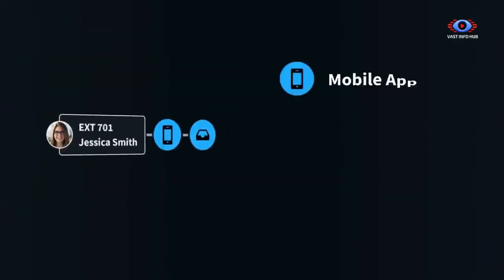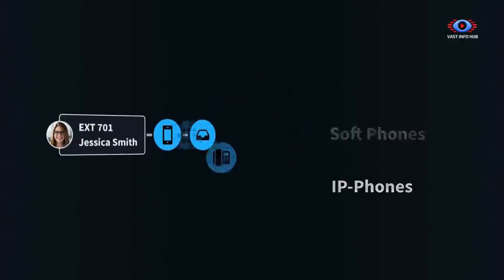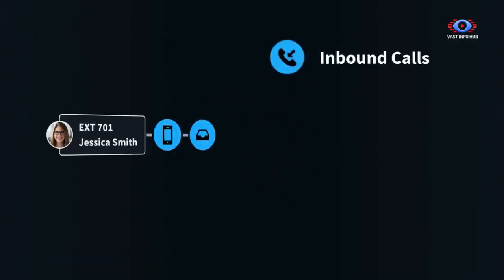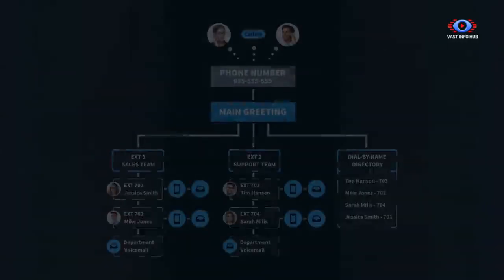Employee extensions can be synced to the UniTel Voice mobile app and other VOIP devices such as soft phones or IP phones. Once you sync your employee extension with the device, you can receive inbound calls and make outbound calls using your UniTel Voice number. These devices also give you the ability to put callers on hold, transfer calls, and use other office phone features. Each employee extension has unique login credentials for syncing with your mobile app and other devices.